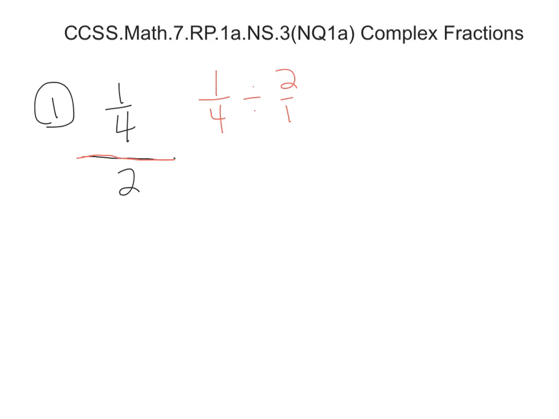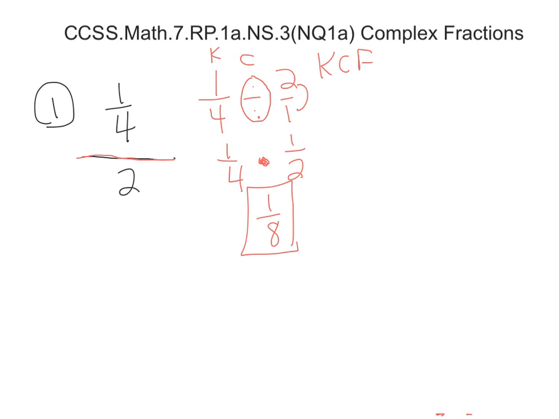So when you do division, you're going to keep this fraction here, change the sign, and flip the second fraction. Oops, I can't write it in. Keep, change, flip. Keep, change, flip. So we're going to keep the first fraction. We're going to change this sign from division to multiplication, which is a dot, and we're going to flip this one, 1/2. And if we multiply 1/4 times 1/2, we get 1/8. And that is a complex fraction. It's actually just two fractions divided by each other.